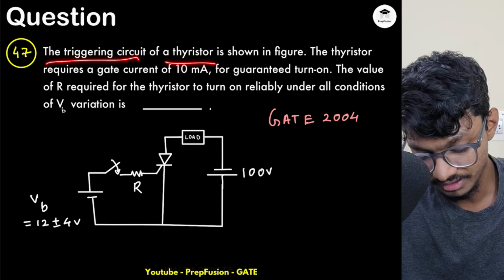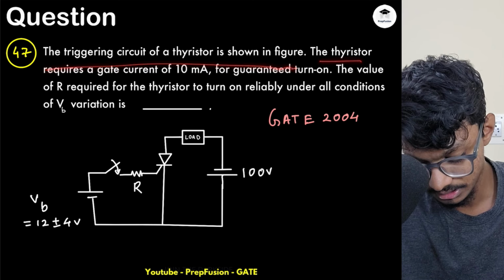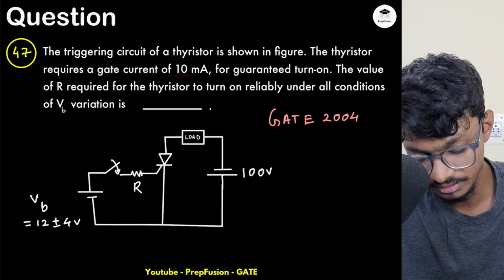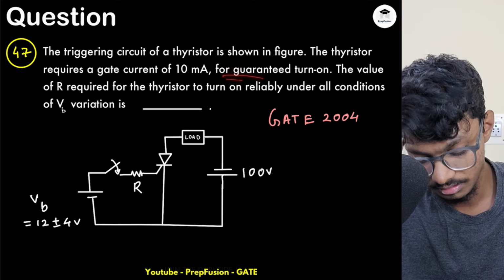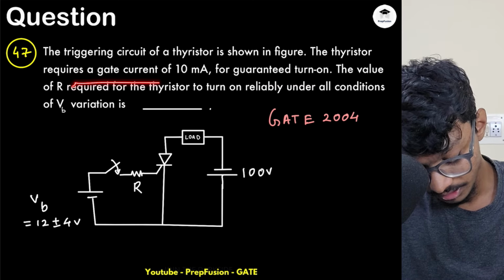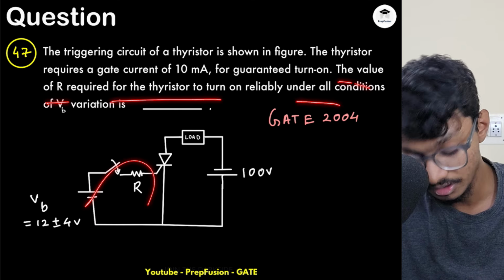The triggering circuit of a thyristor is shown in the figure. The thyristor requires a gate current of 10 milliamperes for guaranteed turn on. So it requires a minimum current of 10 milliamperes for it to be guaranteed turn on. The value of R required for the thyristor to turn on reliably under all conditions.